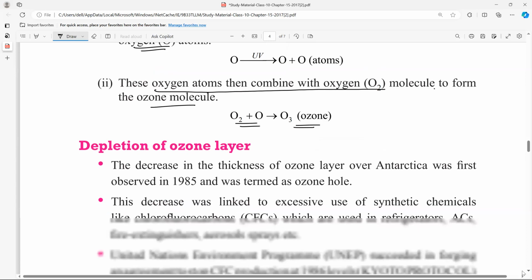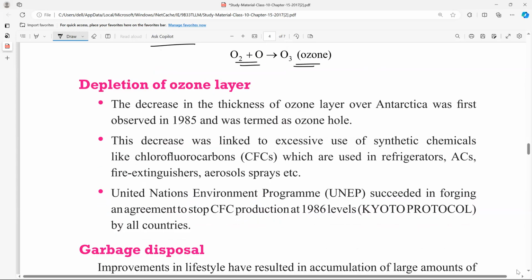So next is depletion of ozone. If I talk about that, what are the reasons? There can be so many reasons. The first reason: the decrease in the thickness of the ozone layer over the Antarctica was first observed in 1985 and was termed the ozone hole. So in 1985, the first depletion of the ozone layer was seen over the Antarctica. This decrease was linked to excessive use of synthetic chemicals.